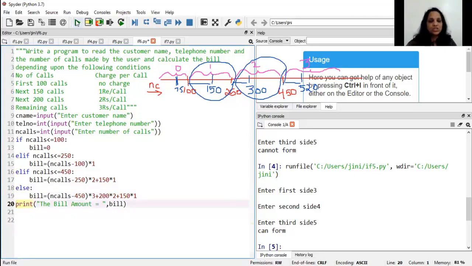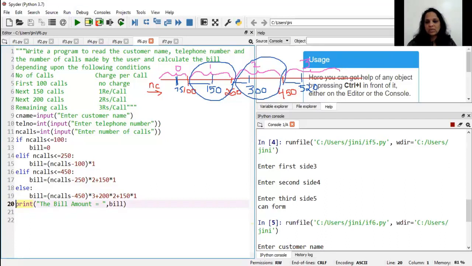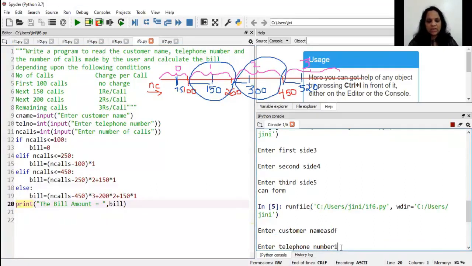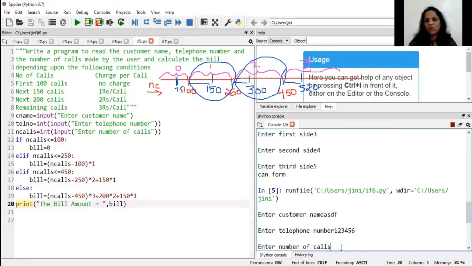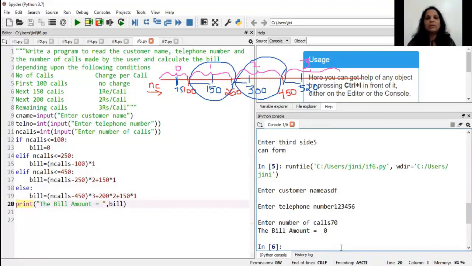Okay, so let's just run this program. It's asking me the customer name, let's say ASDF. It's asking me the telephone number, let's say 1, 2, 3, 4, 5, 6. It's asking me the number of calls. Let me put the number of calls as 70. Okay, now according to the rules, he should not be charged at all. So bill amount is 0.